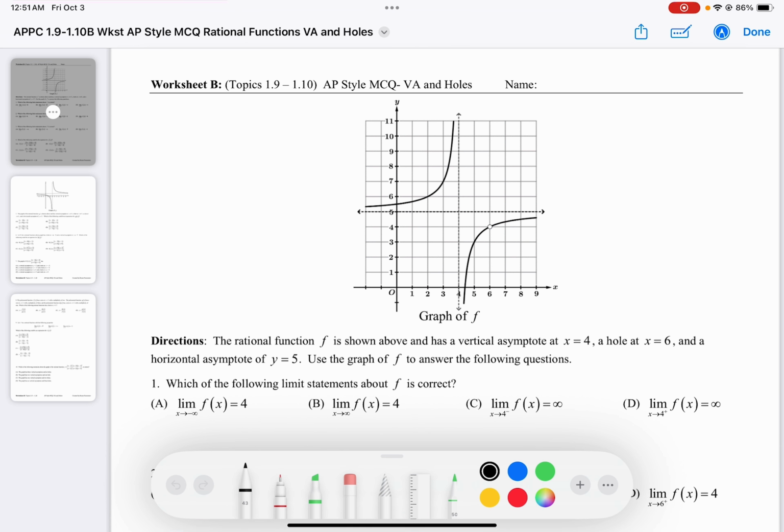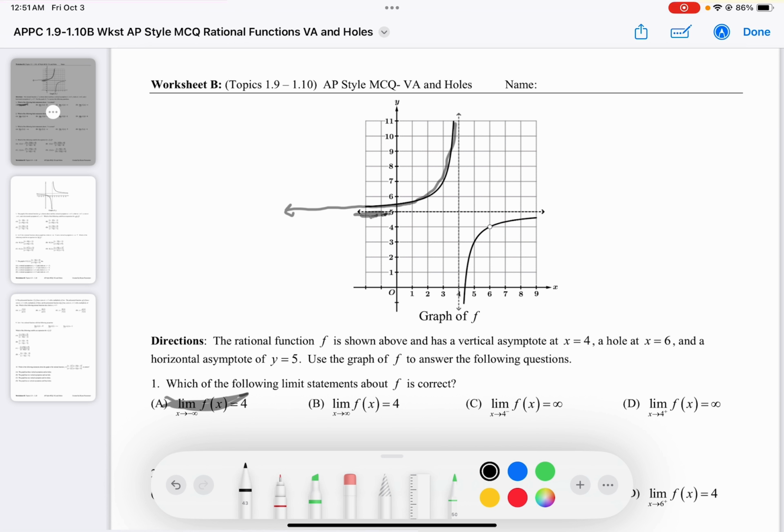The limit as x approaches negative infinity of f of x equals 4. So as x heads forever in this direction, well, we're not equal to 4. We're equal to 5. So this would be true if this was a 5, but it's not a 5. So that's not right.